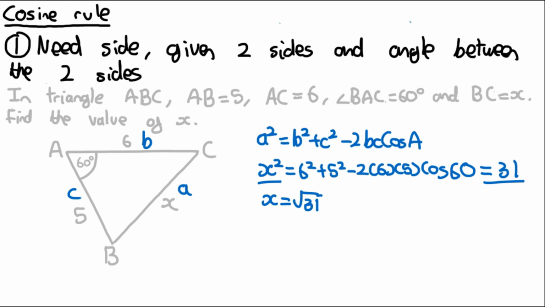Obviously it's going to be the positive one. So this is the answer here. x is equal to root 31. And this is one of the times in your mind you should be thinking cosine rule. If you need to find a side and you're given 2 sides and the angle in between them, use cosine rule.